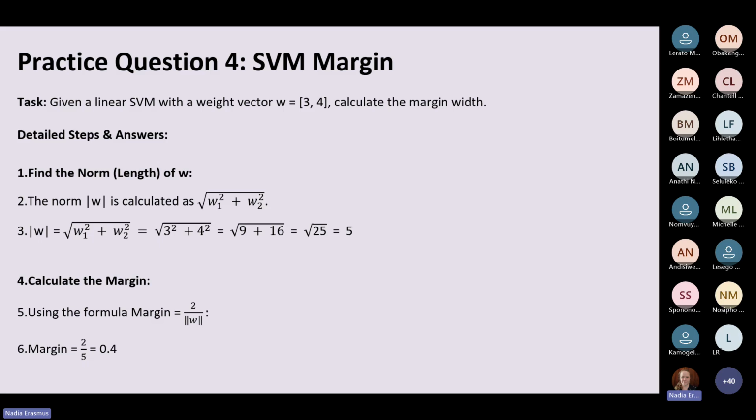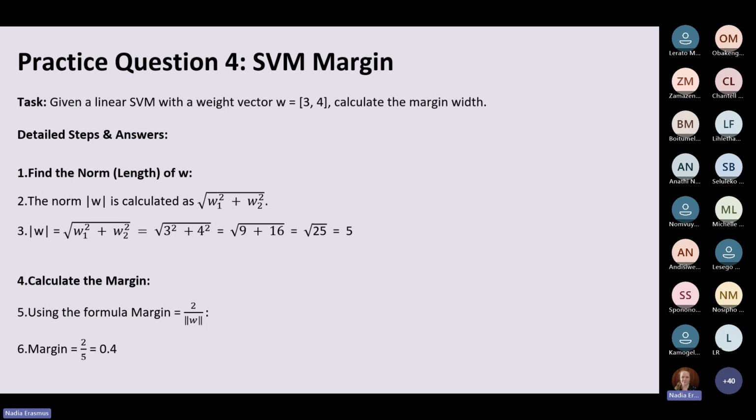So it's going to be the square root of the weights squared added together. Okay, so in this case, it's the square root of 3 squared plus 4 squared. So it's the square root of 9 plus 16. So it's going to be the square root of 25, which is equal to 5. That's nice. We actually have a nice number that is squareable. So we're going to use the formula, and we have the margin is equal to 2 over the norm of W. So we're going to have the margin as 2 over 5, which is 0.4.